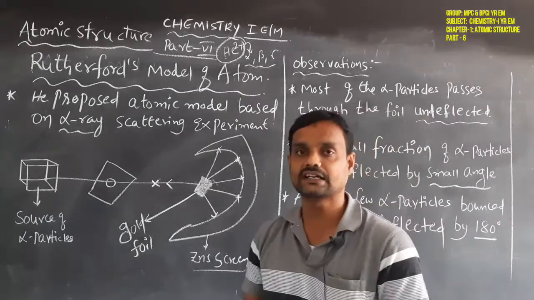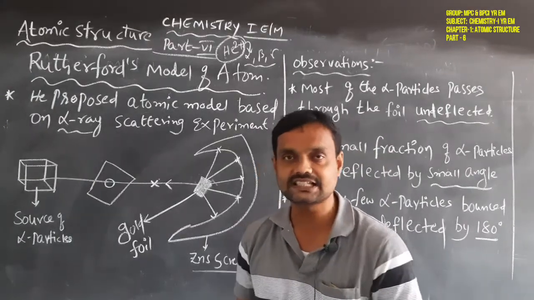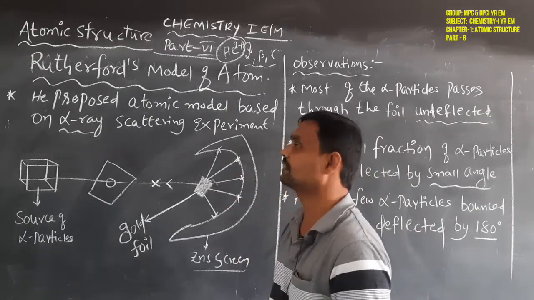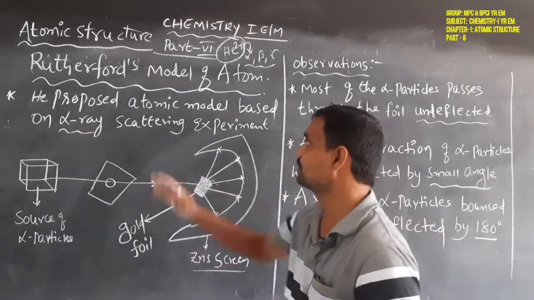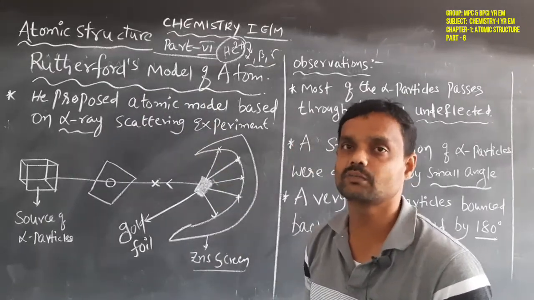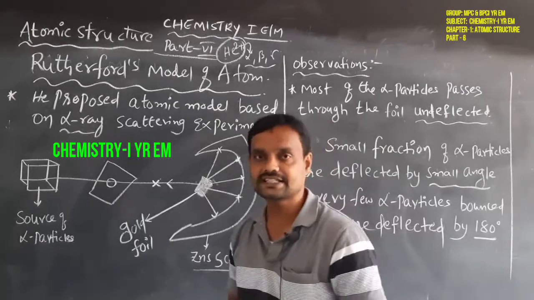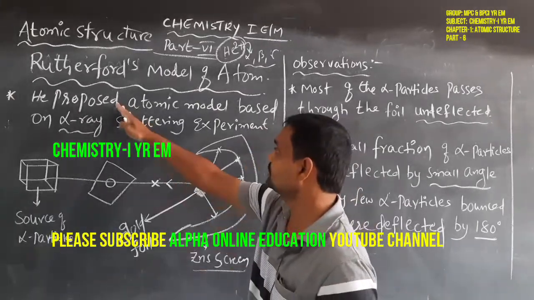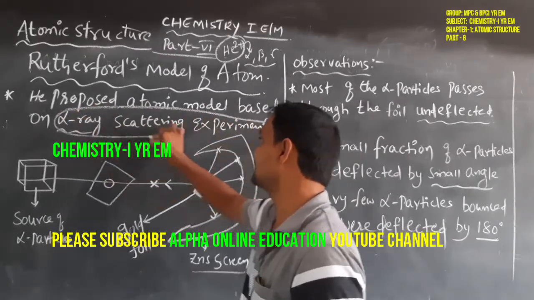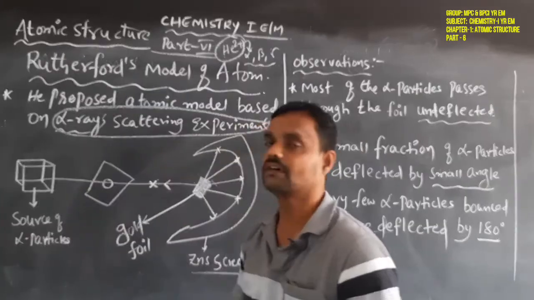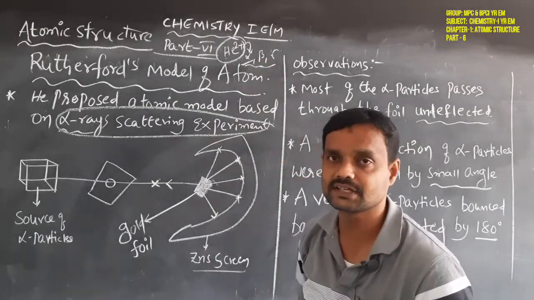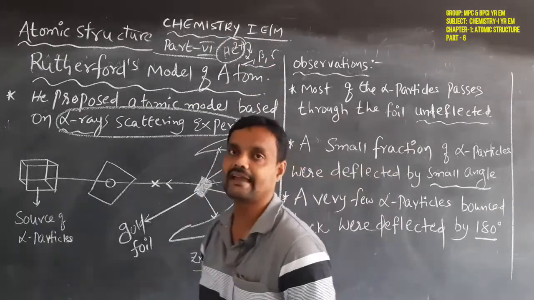Next we move to another atomic model. Previously we discussed the Thomson atomic model. Another atomic model is the Rutherford atomic model, or Rutherford model of the atom. In the year 1900s, the Rutherford atomic model was based on the alpha rays scattering experiment, the alpha particles scattering experiment.